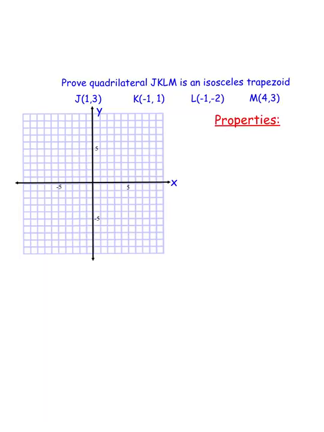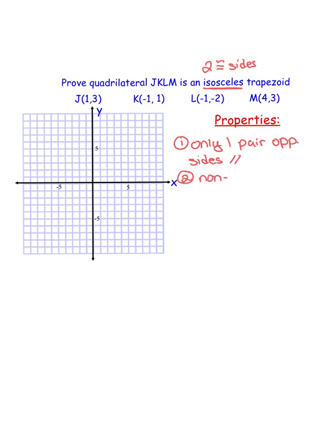Now the next question says, prove that JKLM is an isosceles trapezoid. So the first thing we might want to go over is the properties of an isosceles. Think about this word here, isosceles. The most common is an isosceles triangle, and that means two congruent sides. So here, if we're talking about an isosceles trapezoid, that also means we're going to have two congruent sides. So the first property, like our regular trapezoid, is only one pair of opposite sides parallel. Another property is the non-parallel sides are congruent.